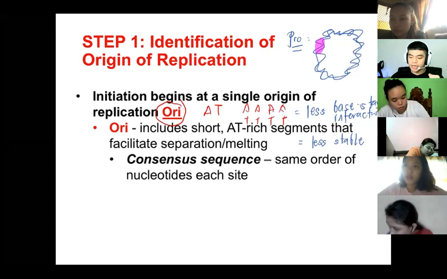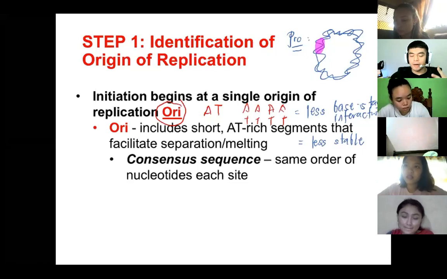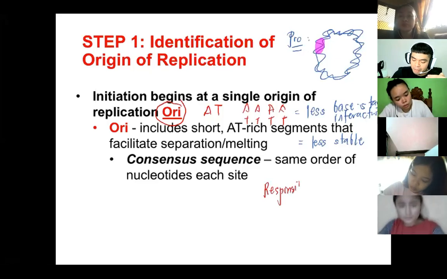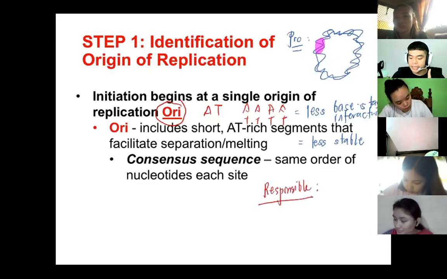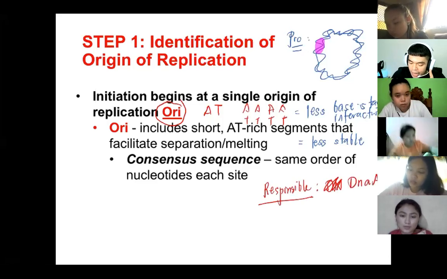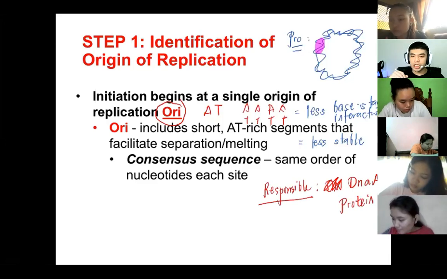Are you following? That was my first question. The second question: when it is less stable, it is easy to break. So who will break it? The one responsible for that breakage is a kind of protein, and that is what you call the DnaA protein. Again, it is called the DnaA protein. That is how it is written: small n and a, then a capital A again. So I repeat, the responsible protein that would cause melting of the AT segments here is the DnaA protein.